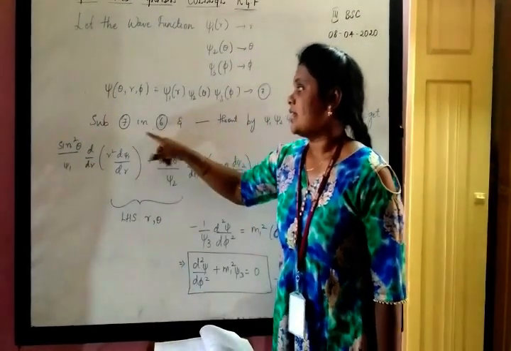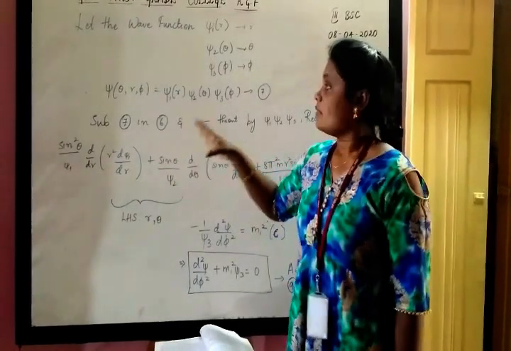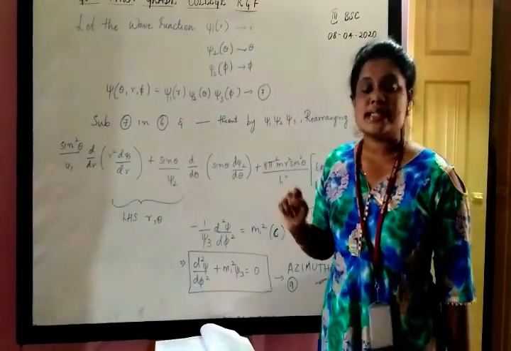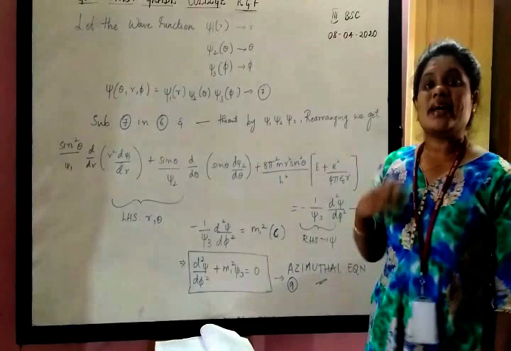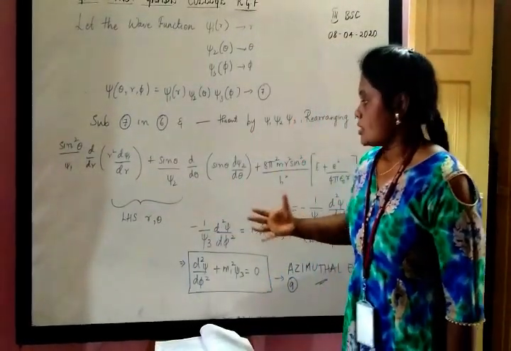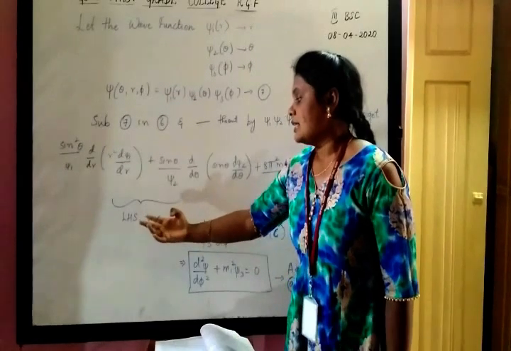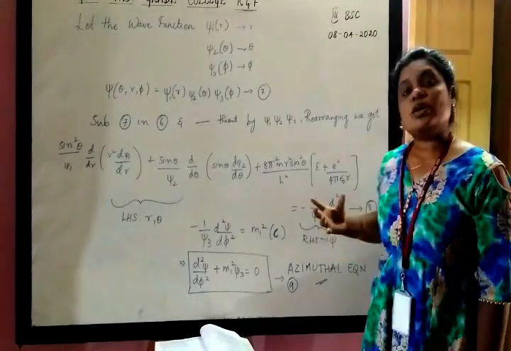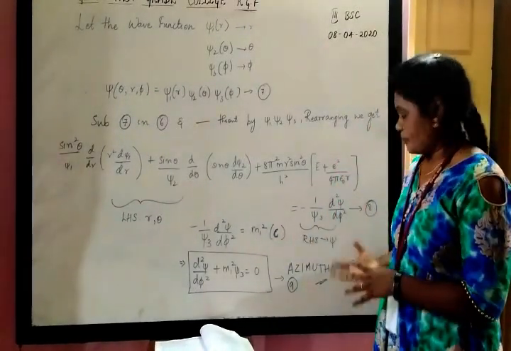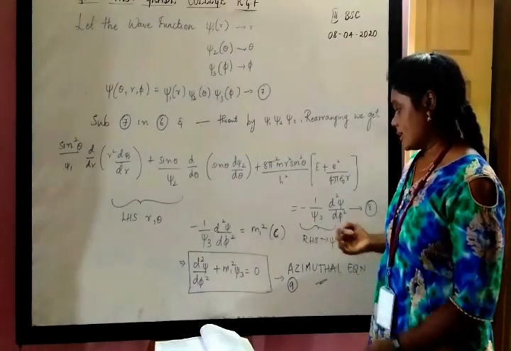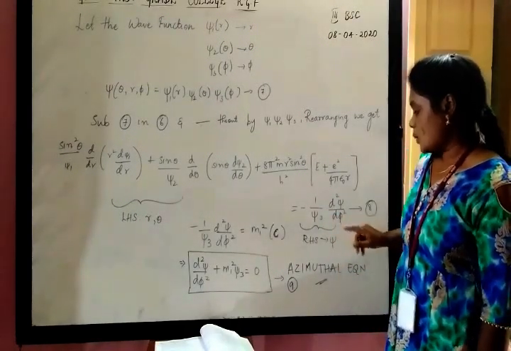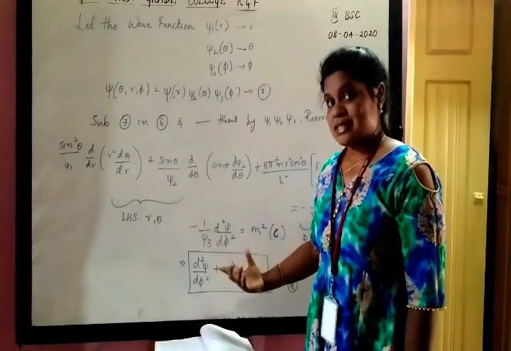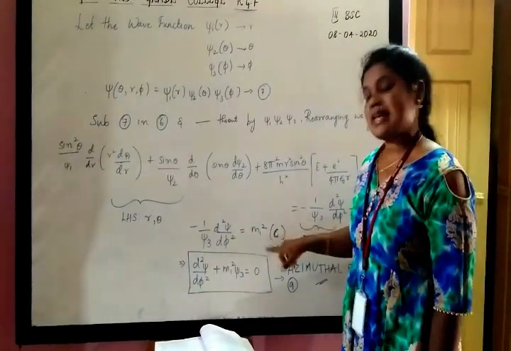Substituting 7 in 6, as we saw in the sixth equation, we substitute the psi value in equation 6 and divide that equation throughout by psi 1, psi 2, psi 3. By rearranging, we get this equation. In this equation, the LHS is a function of r and theta, and the RHS is only a function of phi. So let us consider the RHS, that is minus 1 by psi 3 dou square psi 3 by dou phi square, as a constant, which is m1 square.